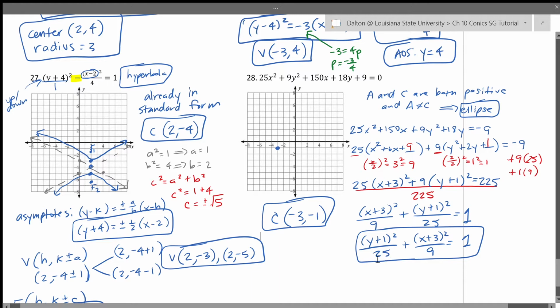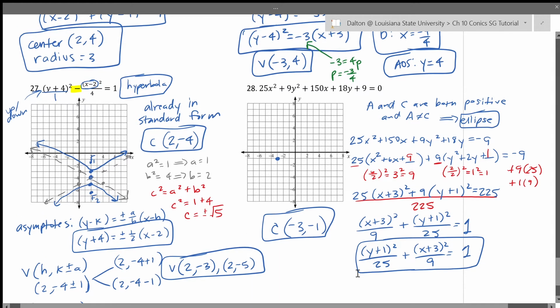So that means the radius, if you will, the major axis in the y direction, if you take the square root of that, it's going to be 5. So from here, I'm going to count up 5 and down 5 from the center point. That gives me the vertices. So after you graph that, you can tell me the vertices, which one's going to be at negative 3, 4, and the other one's going to be at negative 3, negative 6.